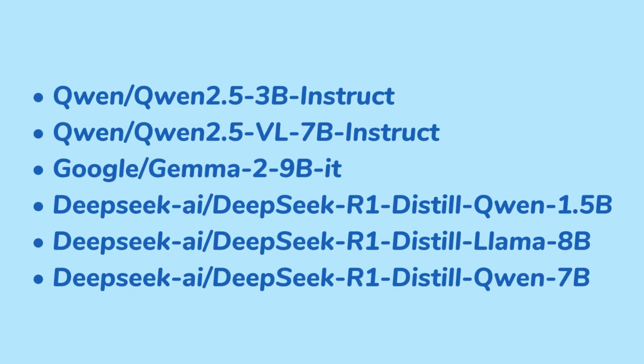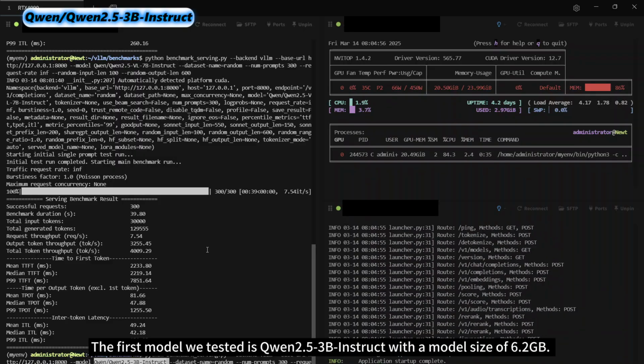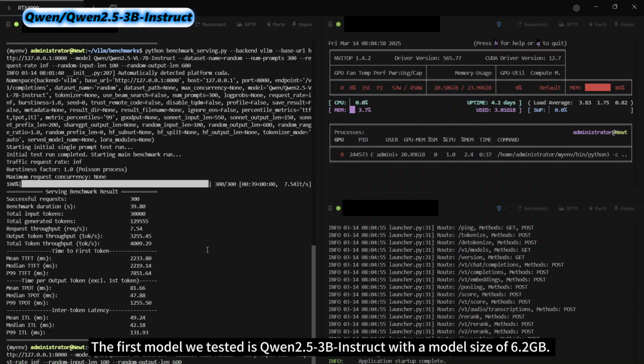Due to the 24 GB vRAM limitation, a total of 6 models under 24 GB were tested in this benchmark. The first model we tested is Qwen 2.5 3 billion instruct with a model size of 6.2 GB.